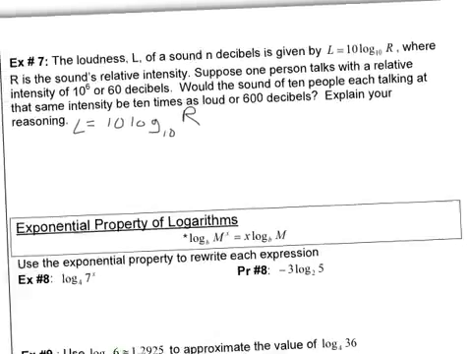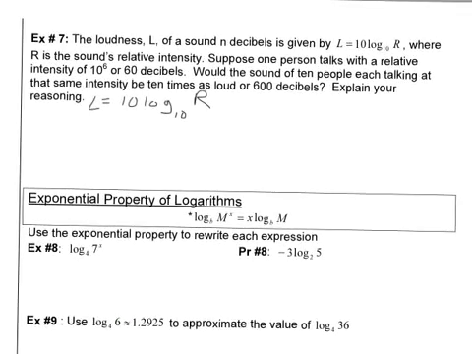Okay, now let's see what they're asking. Suppose one person talks with a relative intensity of 10 to the 6, so their L in decibels is 60 decibels. Would the sound of 10 people each talking at the same intensity be 10 times as loud, or 600 decibels, right? So would it be 600 decibels because that would be 10 times as loud as 60? Explain your reasoning.